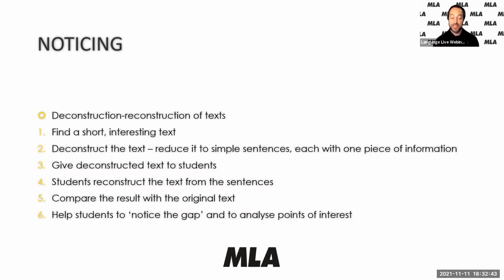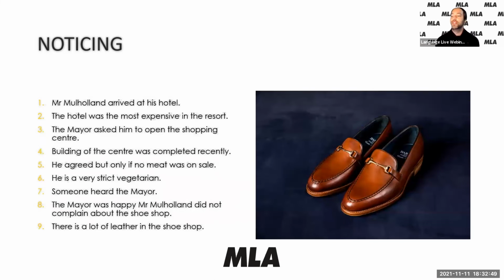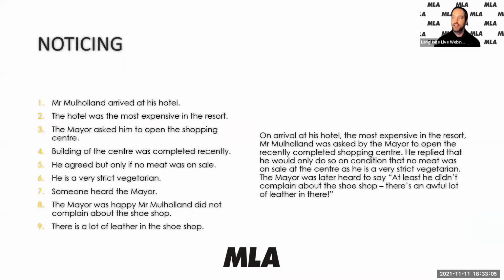And because they've just reconstructed the text, they know more or less what it means. So here is an example. Again, I'm going to have to go a bit fast with this, but these are the simple sentences. There's only one item of information in each sentence. And here is the original text.